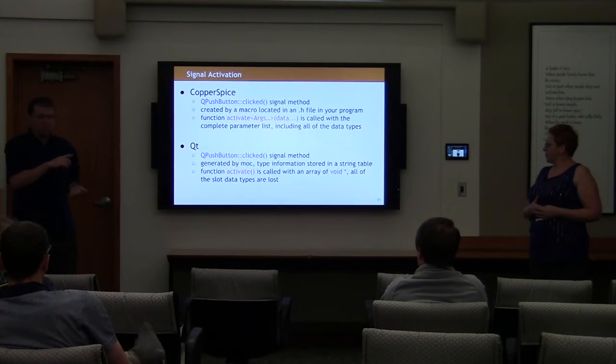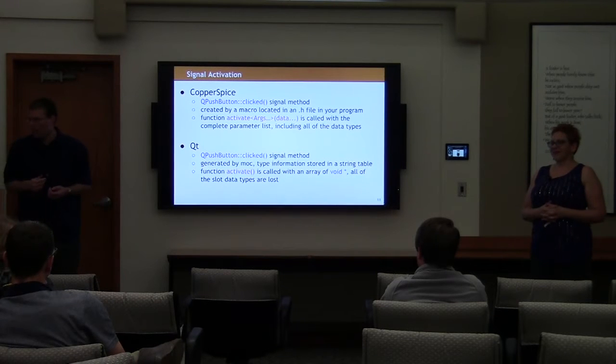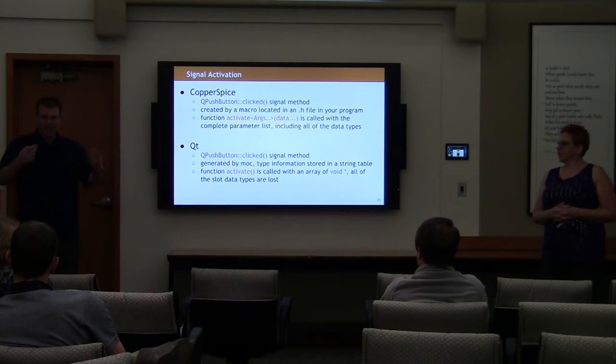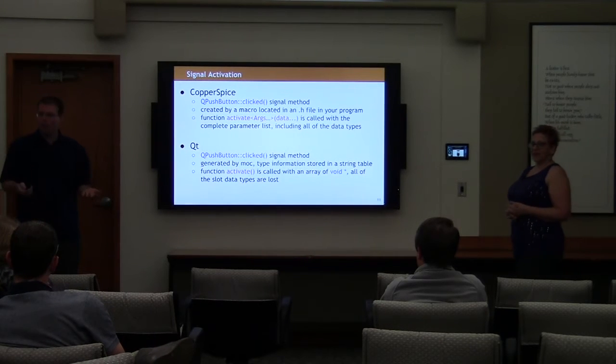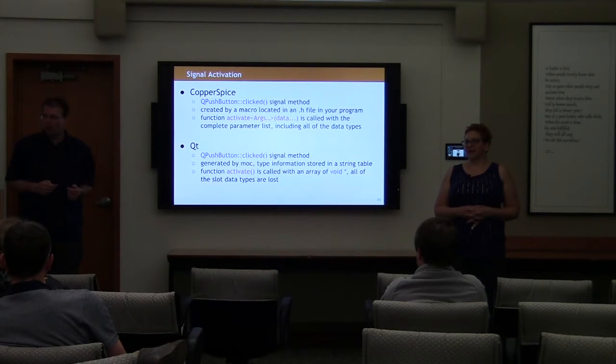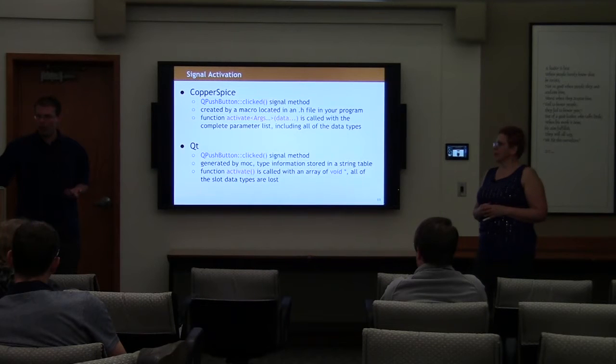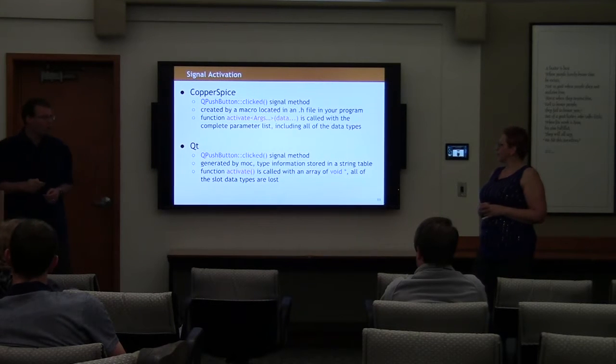Now, specifically note the difference in the functionality of activate between these two scenarios. In CopperSpice, activate is a template. It receives all of its arguments as template parameters. It has full type information about them, and can manipulate them just the way any C++ code could. In Qt, activate is not a template. It is a method, and it receives all of its parameters as an array of void stars, which means you lose all type information, which has to be reconstructed later on, and we'll show you more about that in a little bit.